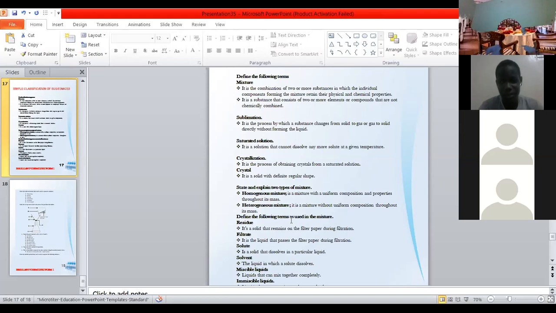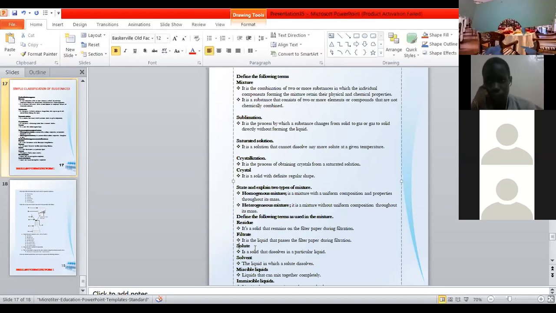Now define the following terms as used in the mixture. Residue. Residues are the solid that remains on the filter paper during filtration. So when you are filtering, you are separating an immiscible solid from a mixture of solid and liquid. The solid particles will remain on the filter paper. Those solid particles are what we call the residue, and the liquid that passes through the filter paper is what we refer to as filtrate.